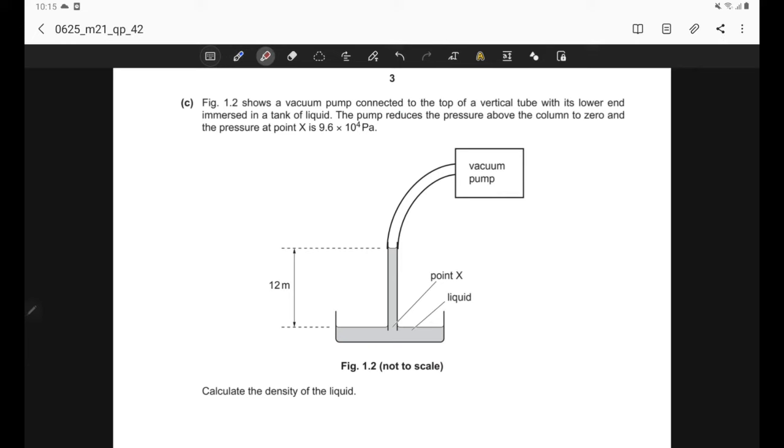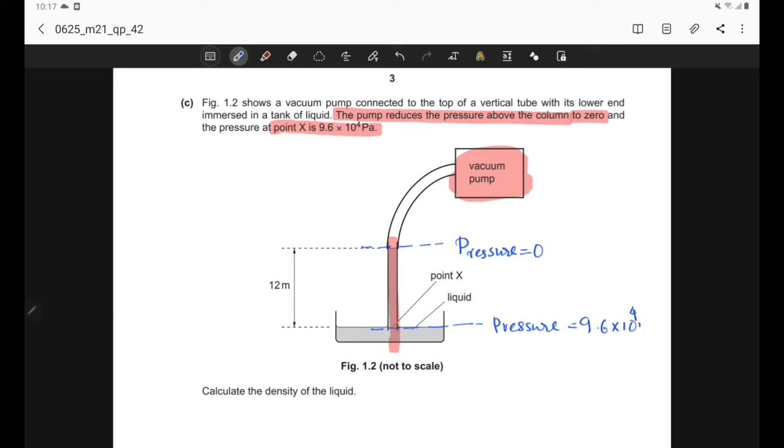So in this question we can see the vacuum pump is connected to a vertical tube. And it's mentioned in the question that the pump reduces the pressure above the column to 0. So above the water level, at this point the pressure is 0. And the pressure at point X is also given, that is 9.6 times 10 to the power 4 Pascal.